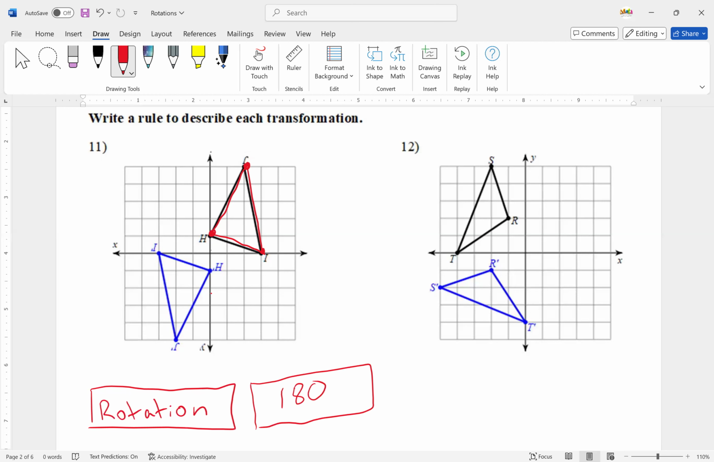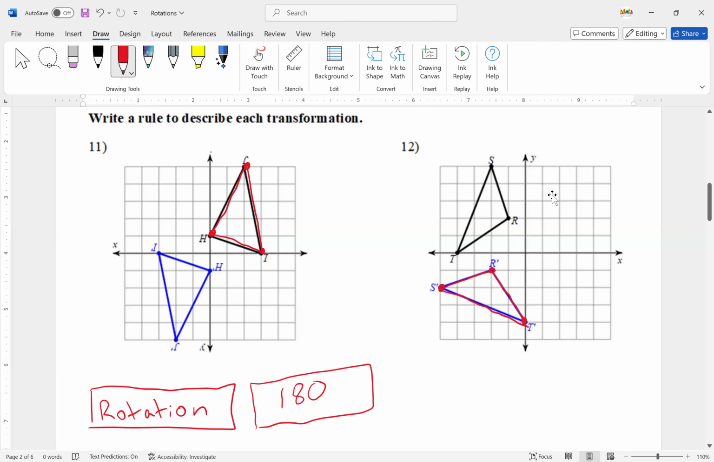I don't need you to type in the degree symbol or write the word degrees. Just rotation, 180. I understand. You rotated 180 degrees. Okay, let's take a look at question number 12. I'm going to mark on my screen this blue figure because that's the ending one. I know the one at the beginning is the black because my letters are normal, S, R, T. And I know this blue one, which I highlighted in red, is the ending one because I see S prime, R prime, T prime. So that's where I have to finish.